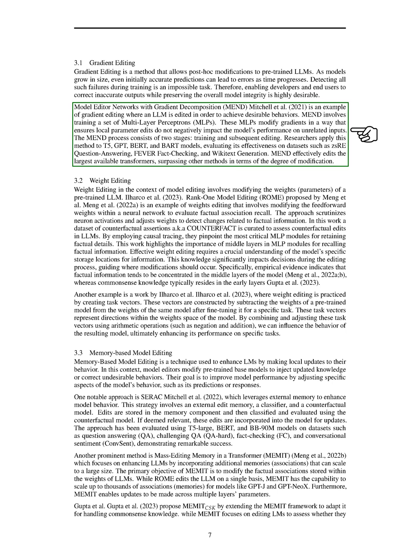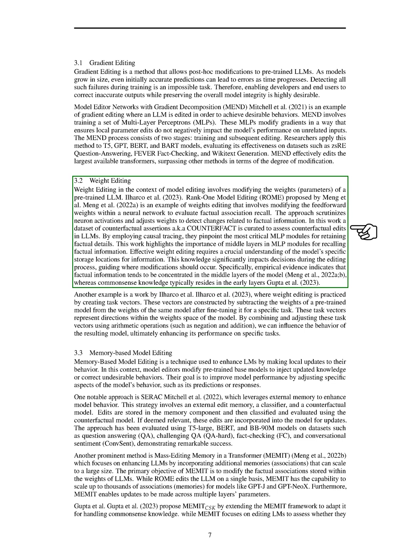Next, we discuss weight editing, which involves changing the weights or parameters of a pre-trained LLM. An example of this is Rank 1 model editing, or ROME, proposed by Meng et al. This method modifies the feed-forward weights within a neural network to assess how well the model recalls factual information.